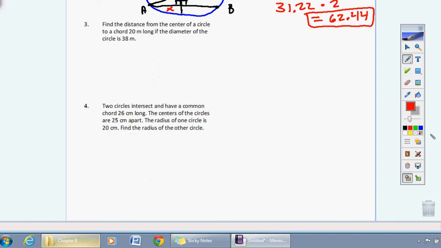Alright, let's go on to number 3 here. It says find the distance from the center of the circle to a chord 20 meters long. So let's set up the circle like we've been doing. There's my circle. Here's my center. It says the diameter of the circle is 38 meters, so let's draw the diameter. And it wants me to find the distance from the center to a chord. This is my chord, and that distance we'll call x.